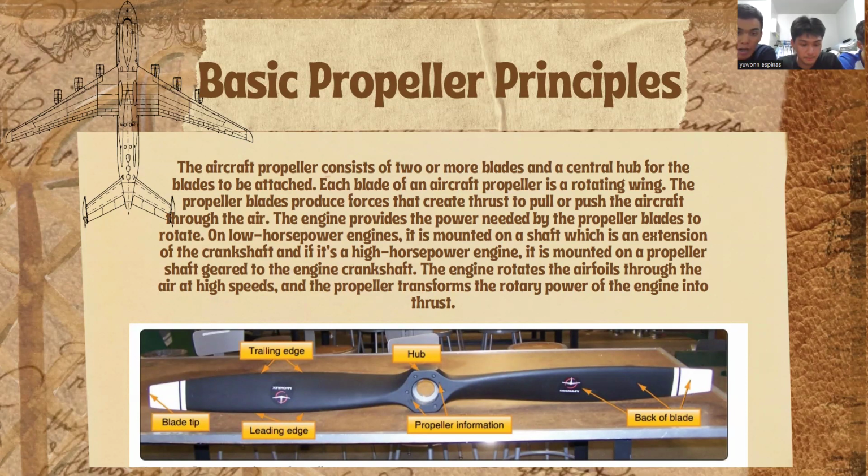On low horsepower engines, the propeller is mounted on a shaft which is an extension of the crankshaft, and on a high horsepower engine, it is mounted on a propeller shaft geared to the engine crankshaft. The engine rotates the airfoils through the air at high speeds, and the propeller transforms the rotary power of the engine into thrust. These are the parts of a propeller: blade tip, trailing edge, leading edge, hub, propeller information, and back of blade.